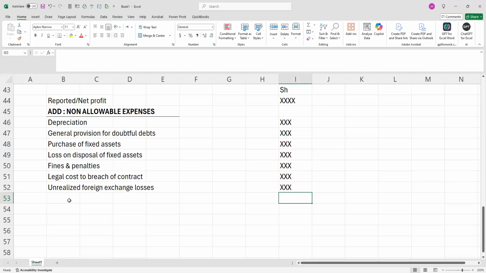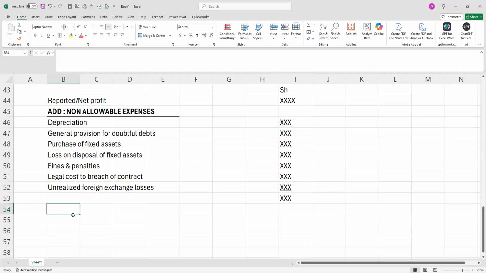I gave you a very long list. Mwalimu shared a very long list in relation to that. So that is what we need to consider here. All the items that we listed, if you come across such, then this will give us the non-allowable expenses.